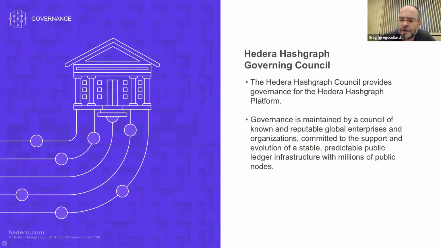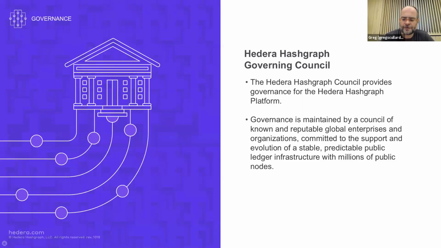For governance, Hedera Hashgraph offers a unique and robust form of governance. It's maintained by a council of known and reputable global enterprises and organizations. And the council is committed to the support and evolution of the public ledger infrastructure, ultimately with millions of public nodes.